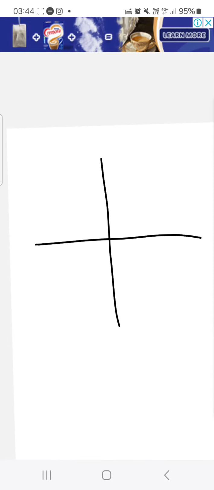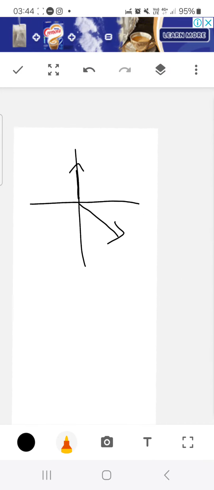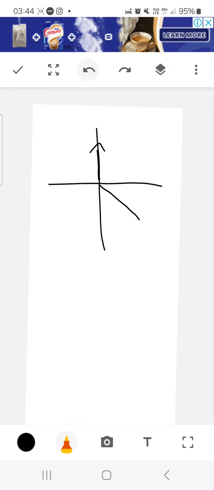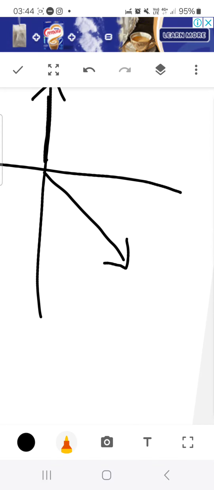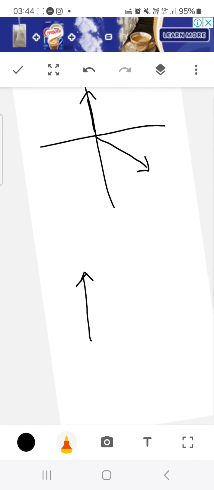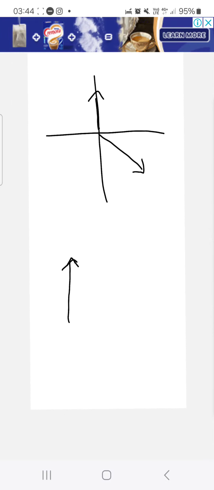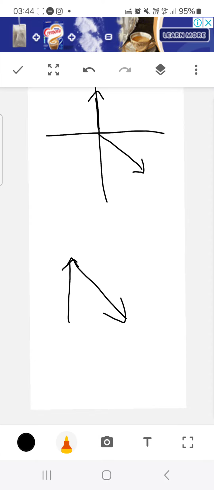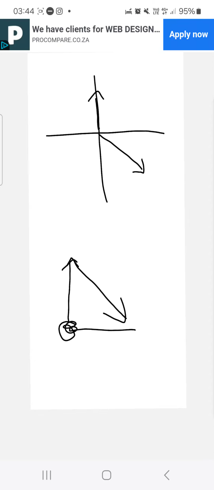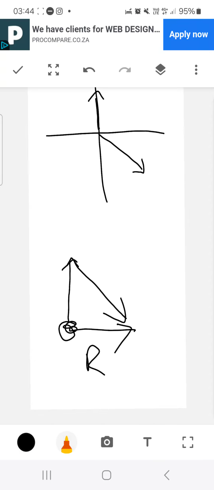So if I just want to show it visually, and I have my vector up and my vector in this direction, I would prefer to use the little triangle method and say, okay, the second vector needs to start with its tail where the tip of the first vector is. And I can do it either way. I can say this is my first vector, this is my second vector, and then my resultant would be from this tail to that head. That would be my resultant.